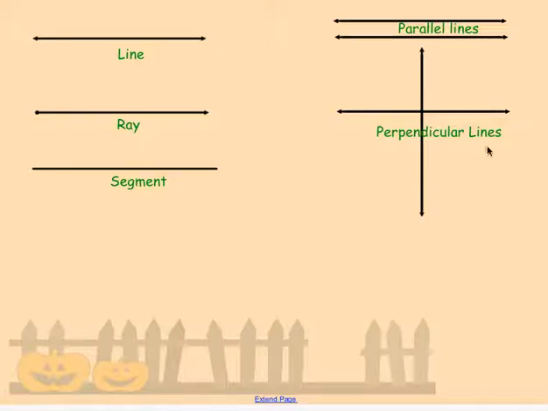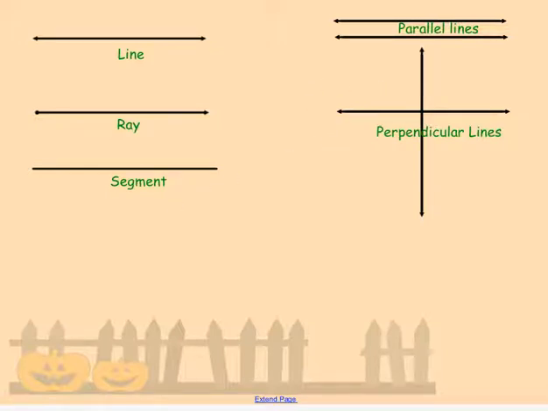Whereas perpendicular lines cross in a very specific way. These perpendicular lines go on and on forever, but what's important is that they have a 90-degree angle. So if it's not a 90-degree angle, then it's not a perpendicular line. Okay? It must have 90 degrees.